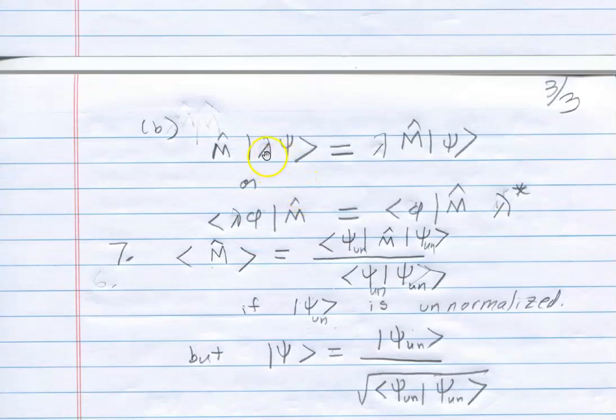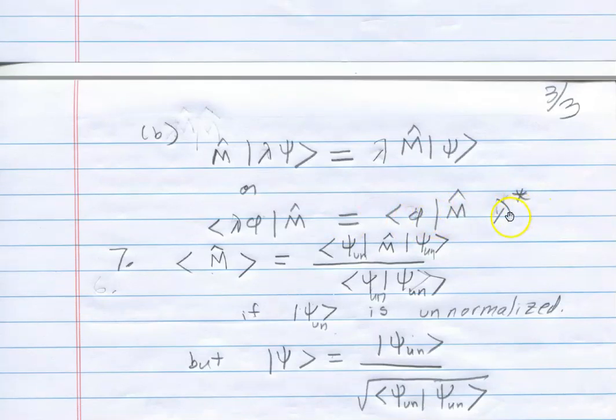The second part is if I multiply a complex number times the state, then I can pull it through M because it's a linear operator. And likewise, if I multiply a complex number times phi, I can pull it out and just have the matrix operating from this direction, and having the complex conjugate of the complex number that's in here.